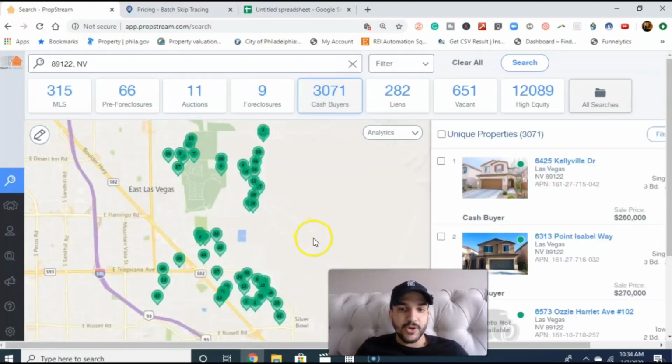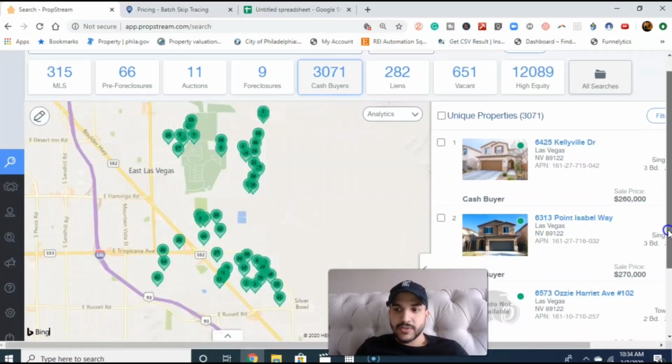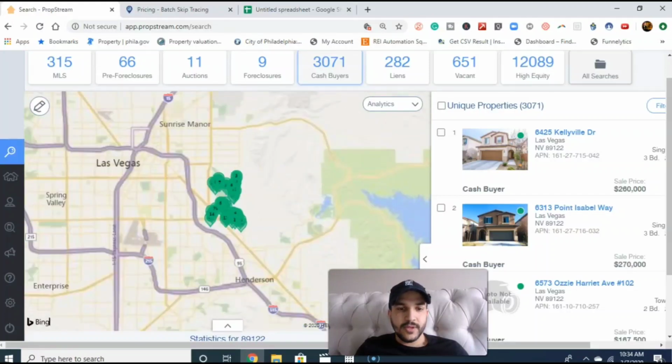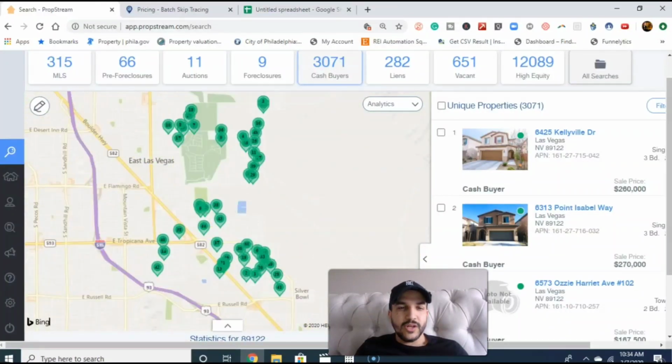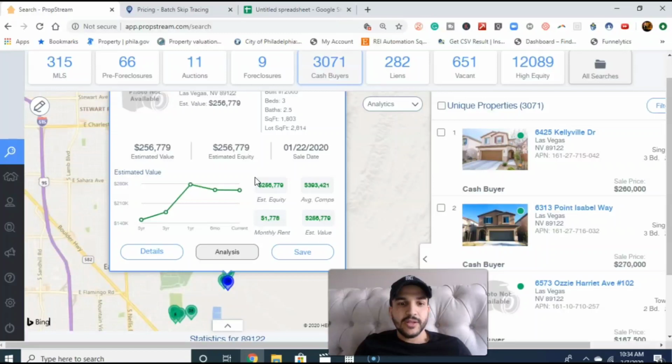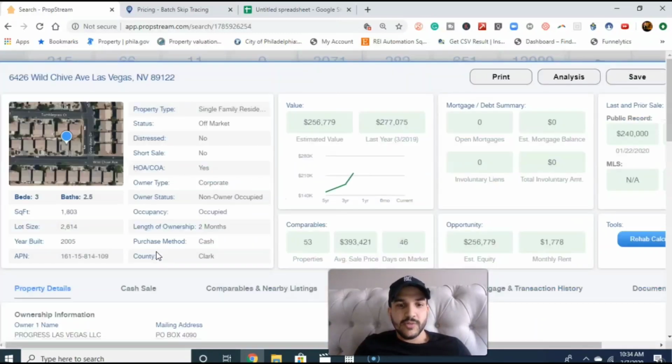So in this zip code, you see all the cash buyers in just this one zip code. So if you send out direct mail to this one zip code and you get a deal, well, first of all, you'll know at what price they're buying, right?